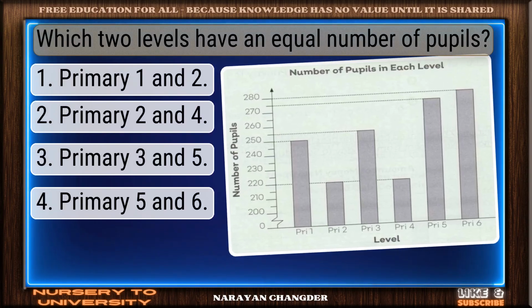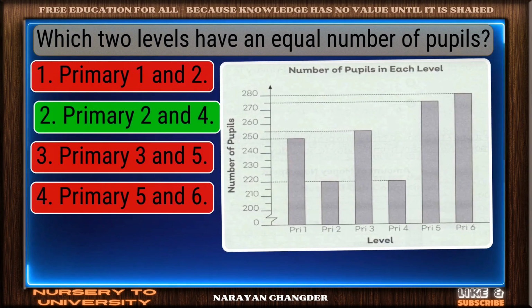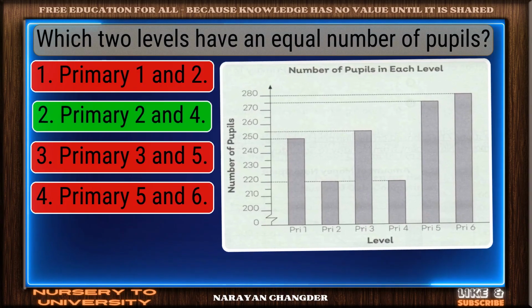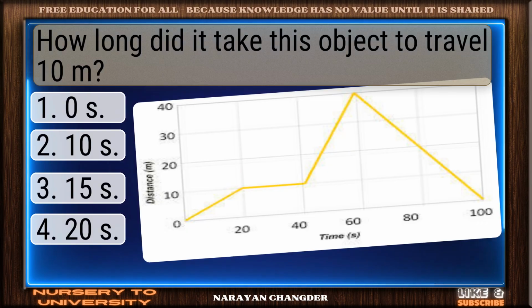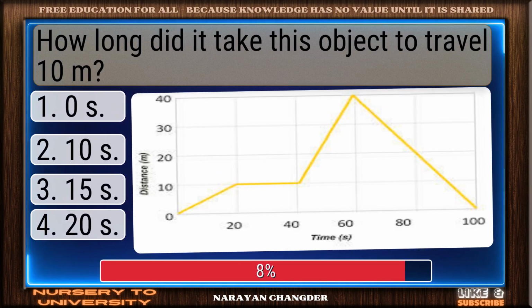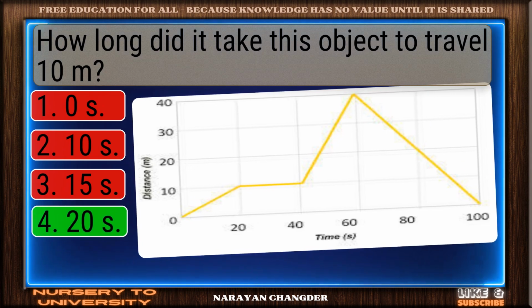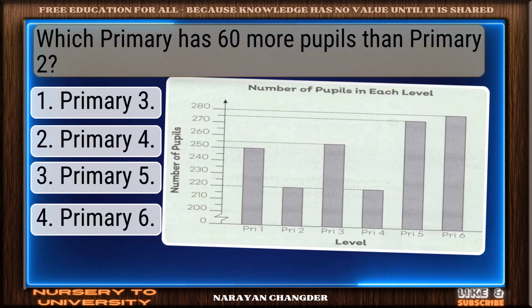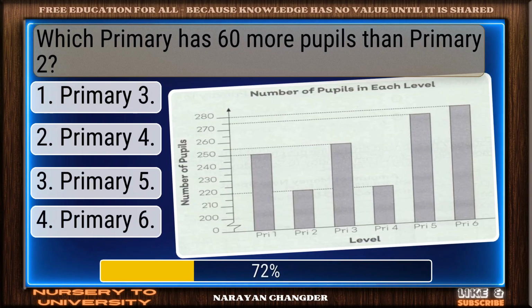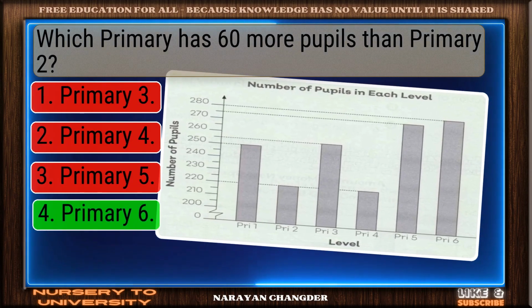Which two levels have an equal number of pupils? Sharp thinking. Primary 2 and 4 is the right choice. How long did it take this object to travel 10? Well reasoned. 20s is the correct choice. Which primary has 60 more pupils than primary 2? Excellent choice. Primary 6 is the right answer.